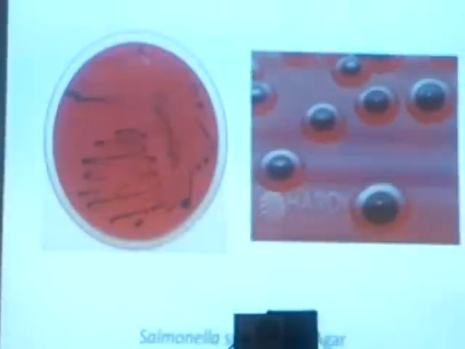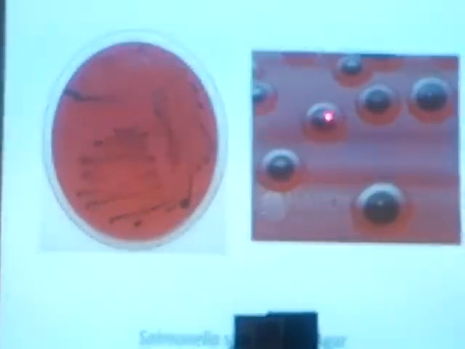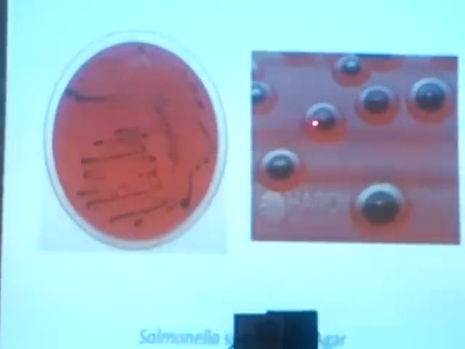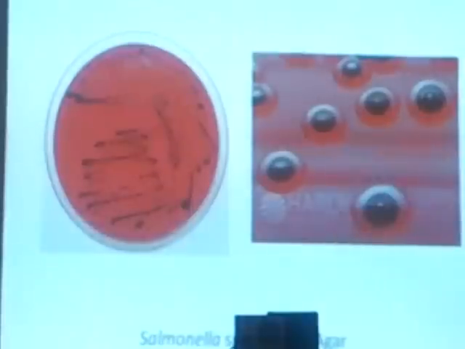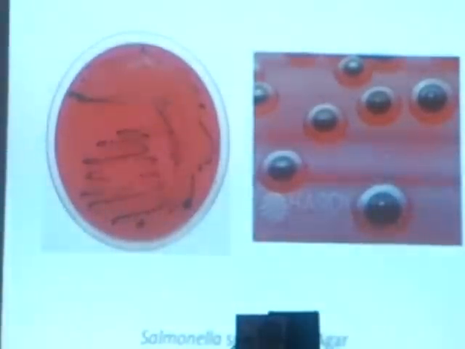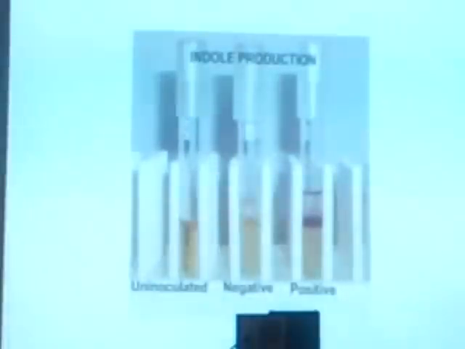Now, Salmonella, you can see that there is a black center, right? And on the periphery there is a red color. The red color is not due to sugar fermentation or the inability to ferment sugar, but due to lysine decarboxylation, right? So it changes it back to the basic color. Now, this is a very fast revision of the biochemical reactions that you've learned.